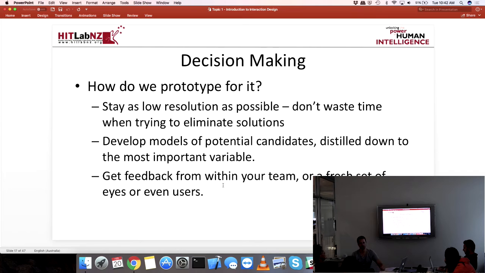If you can come up with a couple of ideas, hopefully, and actually that's another reason why it's important to stay low resolution. If you show someone something sketched on a piece of paper, they're much more likely to be honest with you and say this is crap, than if you present them with a beautifully polished thing that you've obviously spent a long time working on.